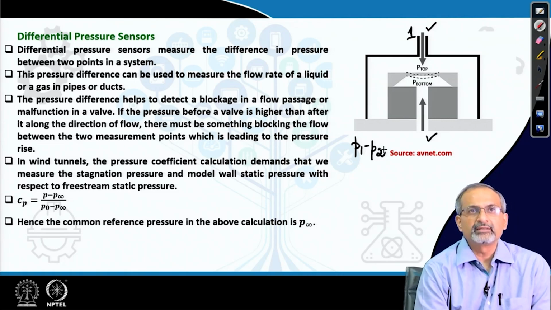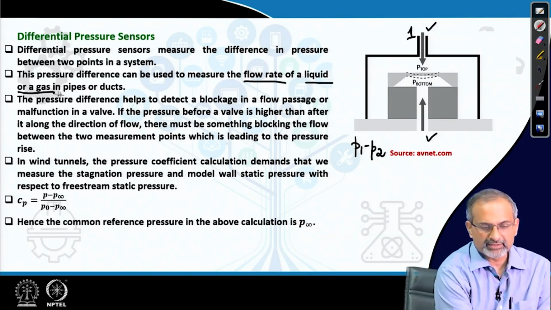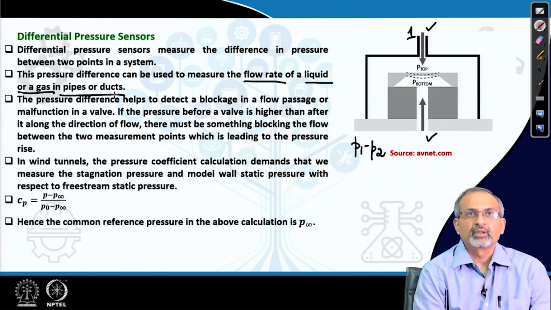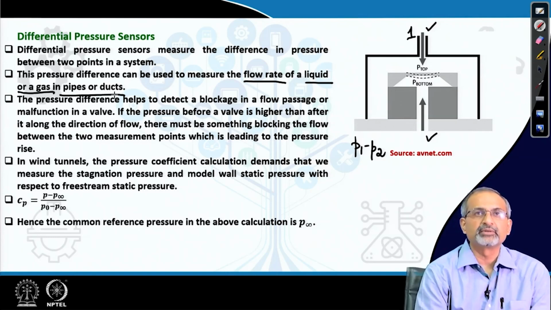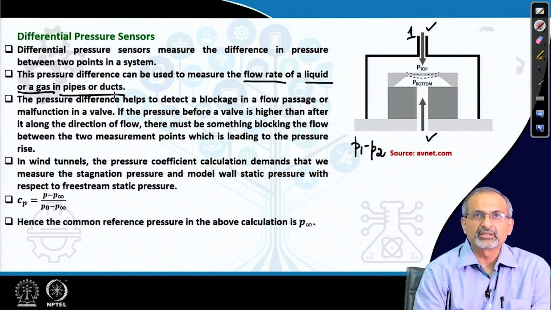Where are they applied? They can be used for measurement of flow rate of liquid or gas in pipes or ducts, because the flow rate scales with the pressure drop. The pressure difference helps to detect a blockage in a flow passage or malfunction in a valve. So, if there is a pressure before a valve which is higher than what it is along the direction of flow, there must be something which is blocking the flow between the two measurement points.